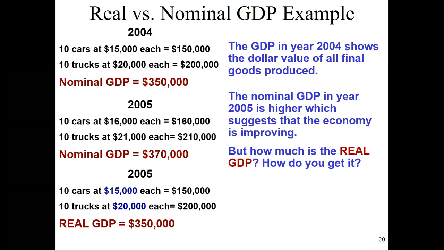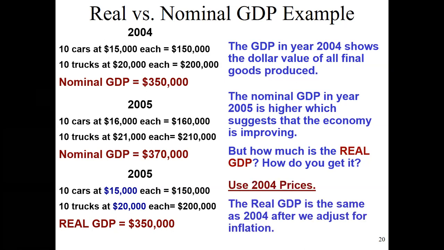GDP went up 20,000. It could have been prices. It could have been that we produced more. I don't know. Notice the real GDP is the same. Why? Because I'm taking the 10 cars and timesing it by the base year 2004's prices. So when I take 350 real, I can compare it and say we didn't produce more. So it just had to be inflation.